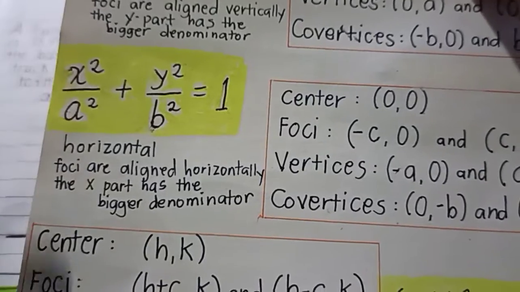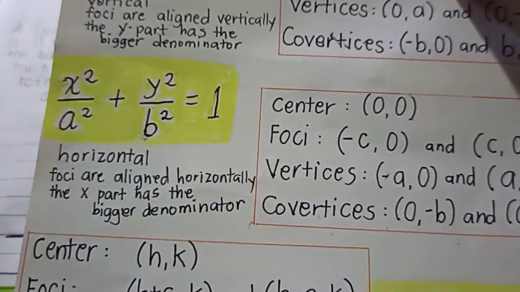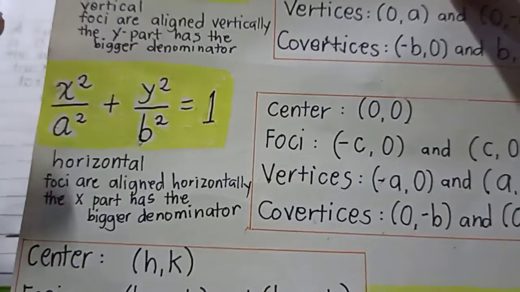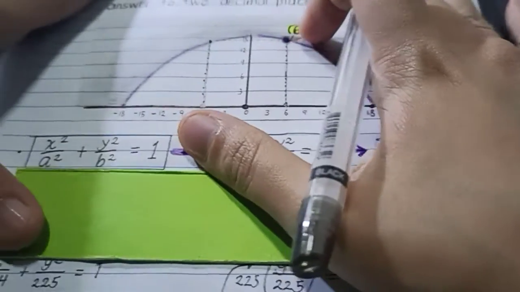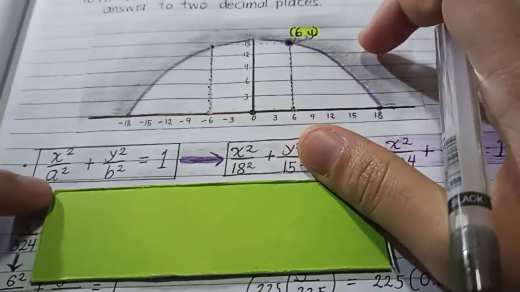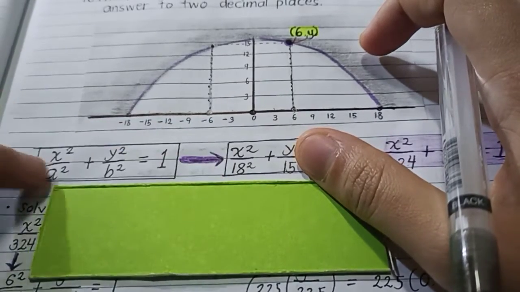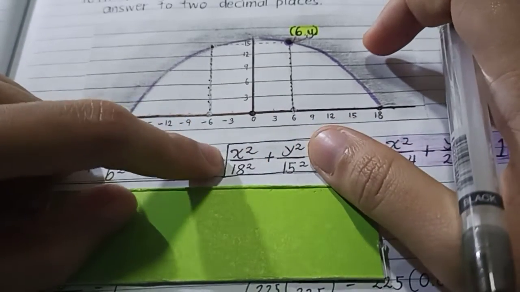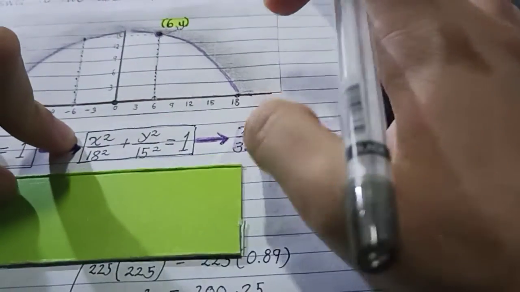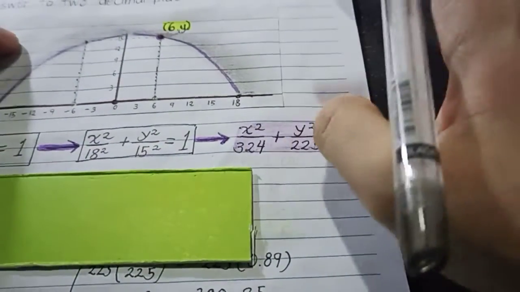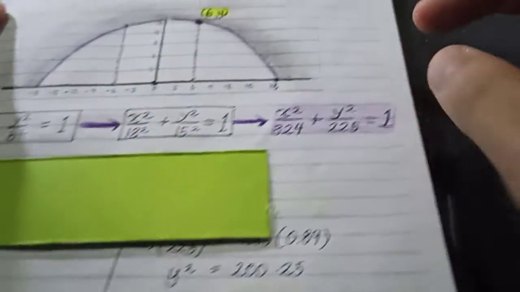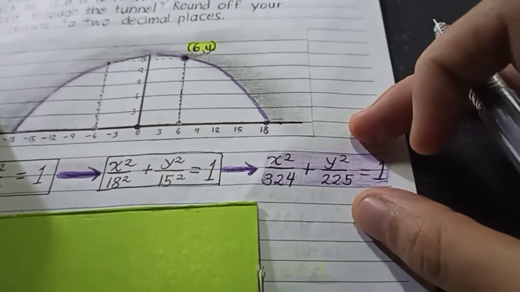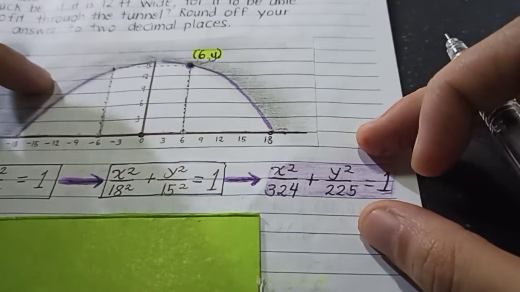How to use this template? Just change the A, change the B. Where is A, or what is A, what is B? A is the 18 and B is the 15. So, substituting it to this one, we will have, A is 18, B is 15, squared. Right? Simplifying that, you will have x squared over 324 plus y squared over 225 equals 1. Okay, so next step, we have the standard equation of an ellipse, this kind of ellipse specifically.